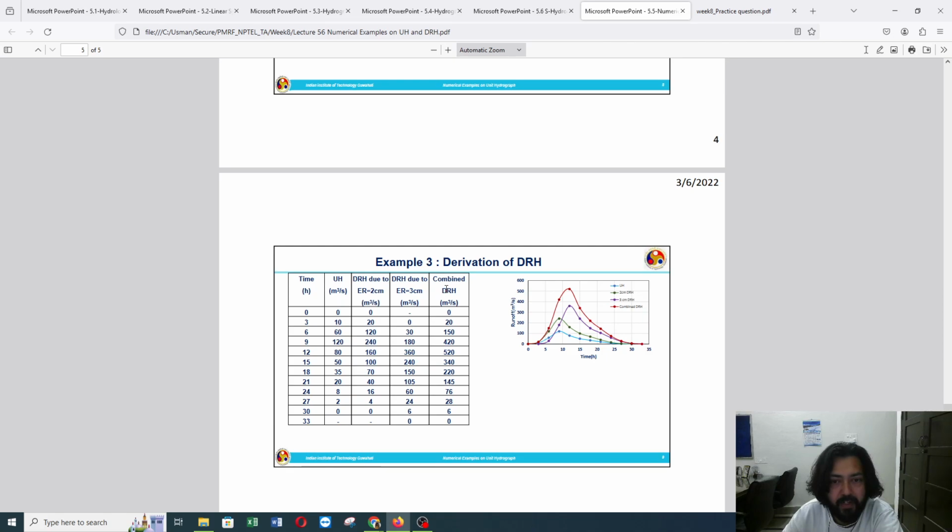Now they have asked us to find a combined DRH. Combined DRH means we have to apply the principle of superposition, so we just need to add these values. So 20 plus 0 is 20, 120 plus 30 is 150, and that is the combined DRH.